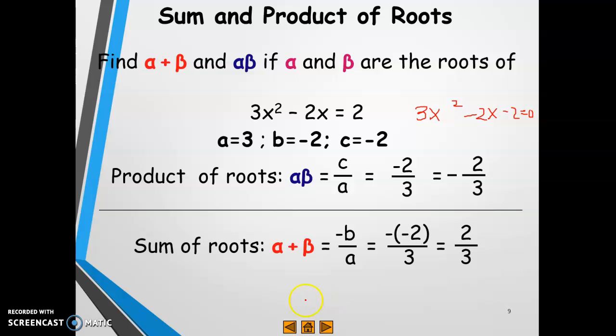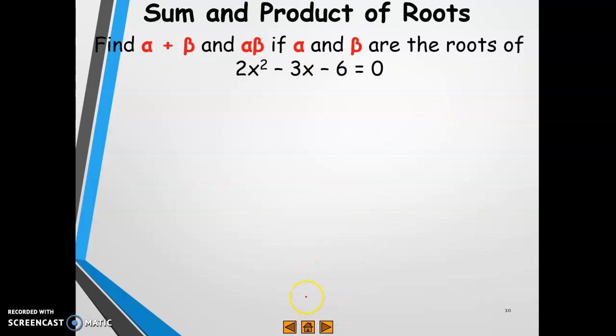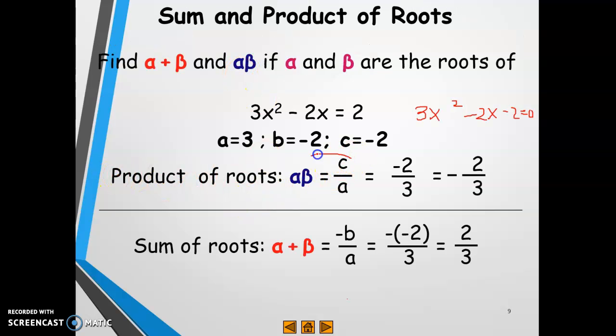Okay, now let's proceed to the next example. So we have here: find the sum and product of the roots of 2x squared minus 3x minus 6. There are a few of you who want to use this method, no? They don't like to use the c over a for the product, or this formula. They don't want to use this one. Okay, these black formulas: this is for the product, this is for the sum.